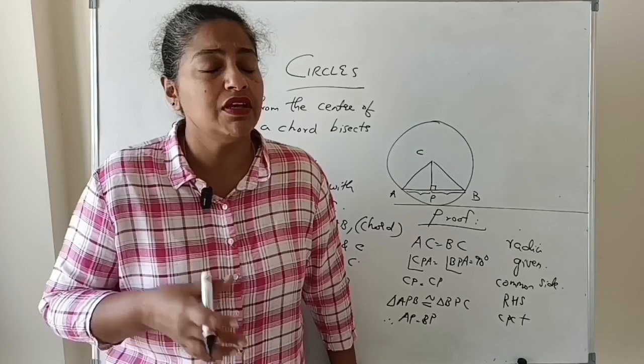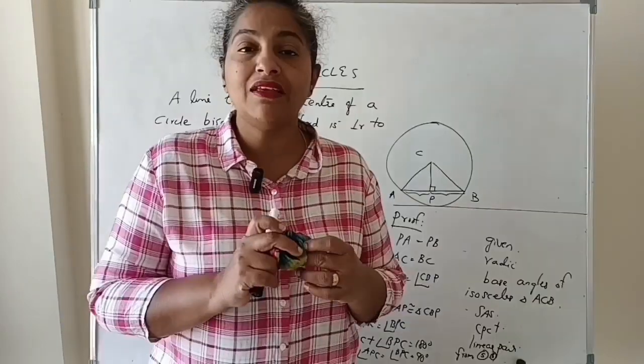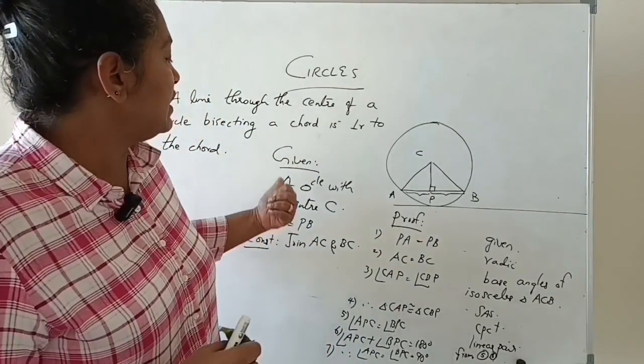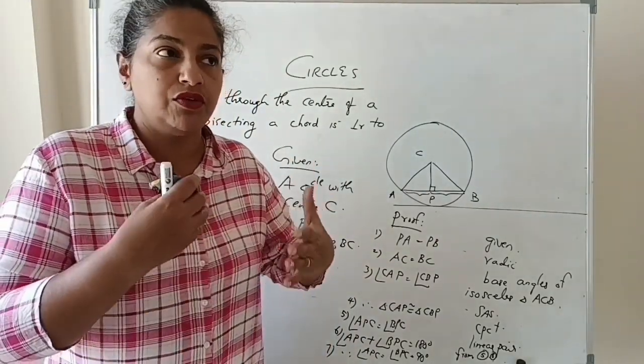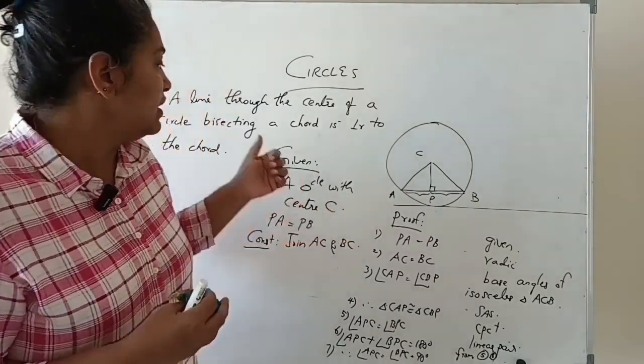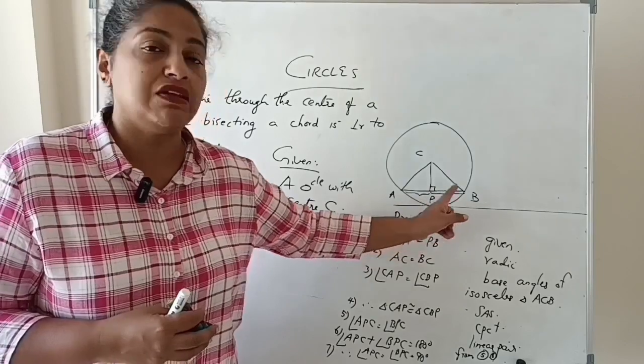It is again by congruence. You can please try it out on your own and then cross verify. Let us see the proof of this theorem. So what is given to you? A circle with a center C is given to you, and what is the other data that is given to you? It is given that this particular line is bisecting the chord. So PA is equal to PB.